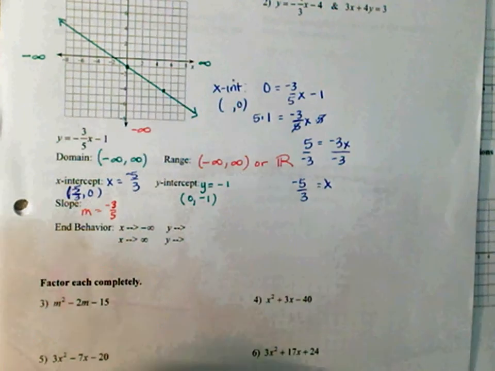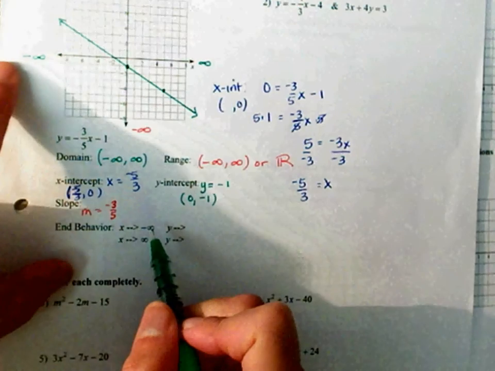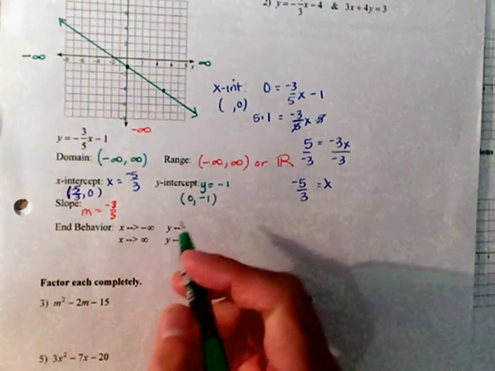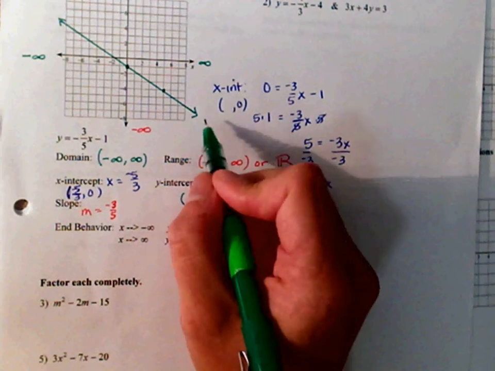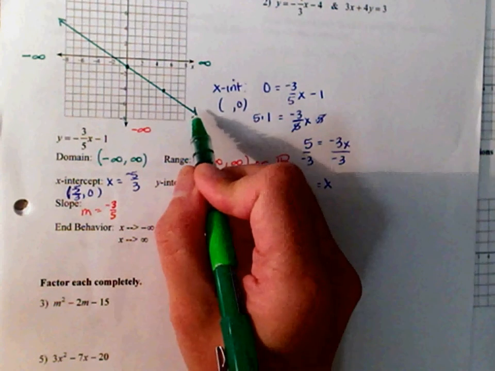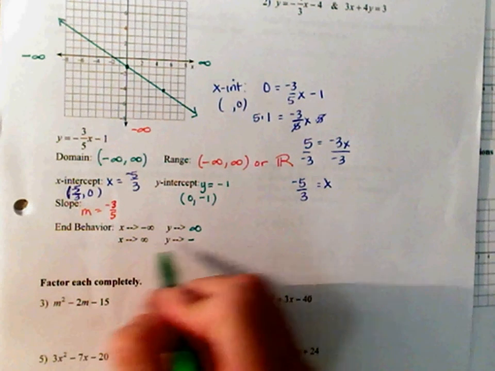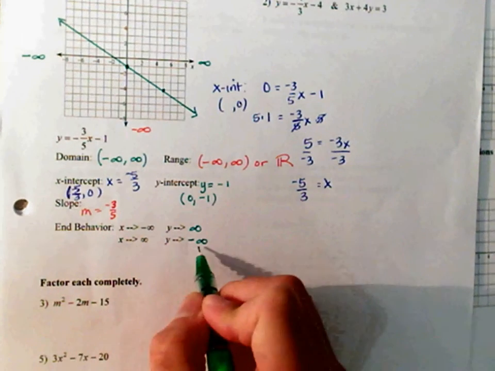Your end behavior: as x is approaching negative, it's also going up. See how it's kind of going in the northwest section? Up is north, is +infinity. As it's heading toward the positive, it's heading down. So as x is approaching +infinity, y is approaching -infinity.